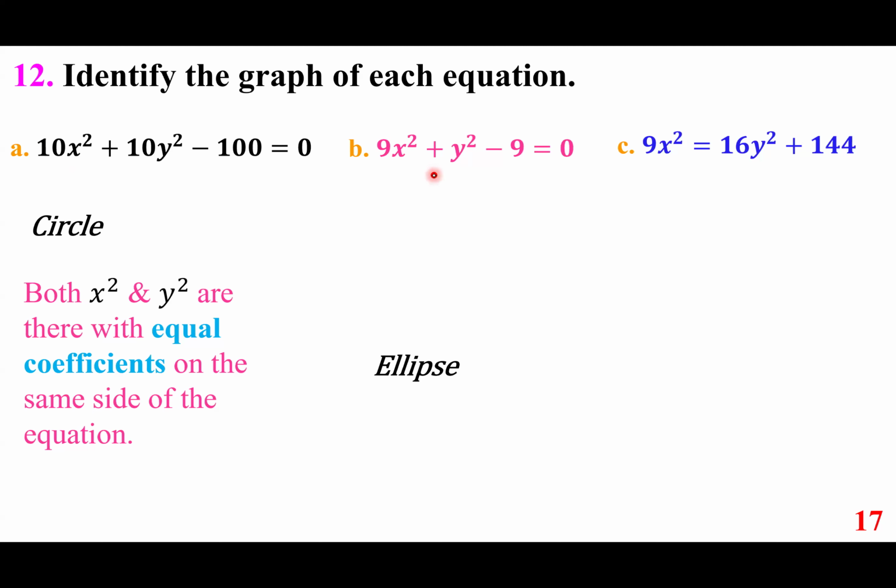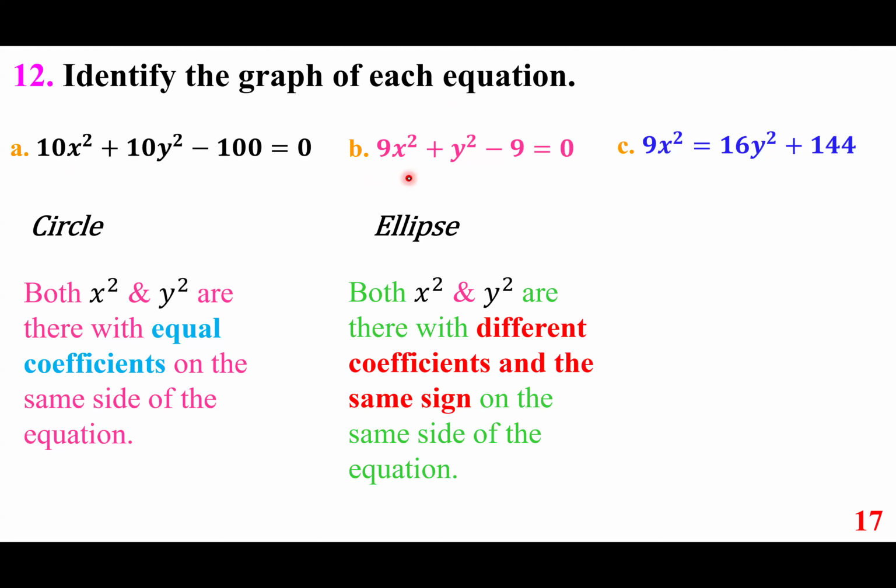Part B must be an ellipse. Why is that? We have both x squared and y squared, but they have coefficients that are different. They have the same sign, however. So both x squared and y squared are there with different coefficients and the same sign on the same side of the equation. So if x squared and y squared are on the same side, and they have the same sign but different values, that is an ellipse.